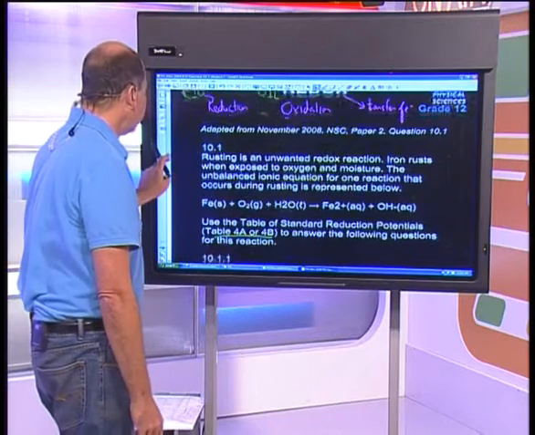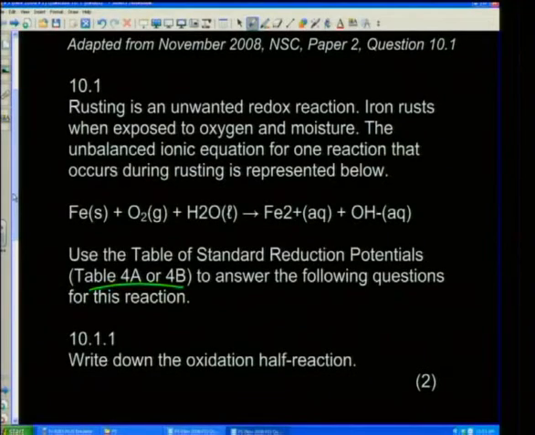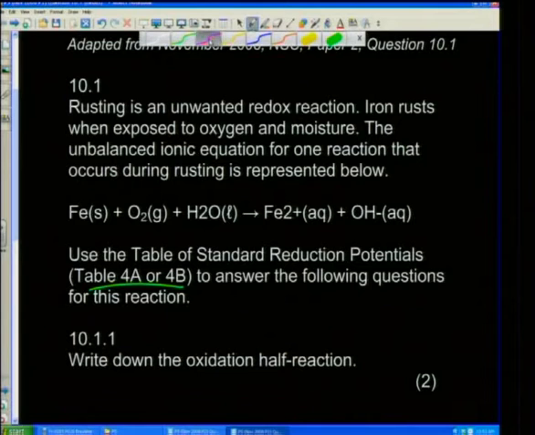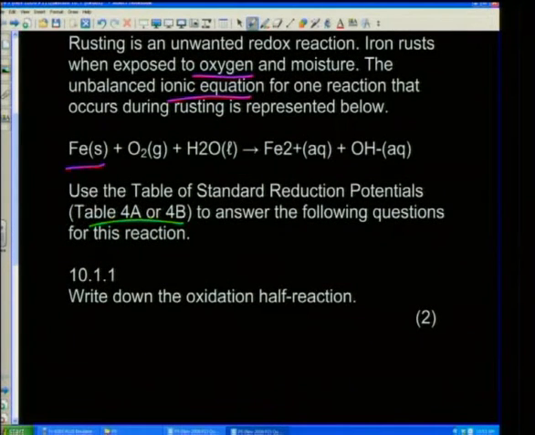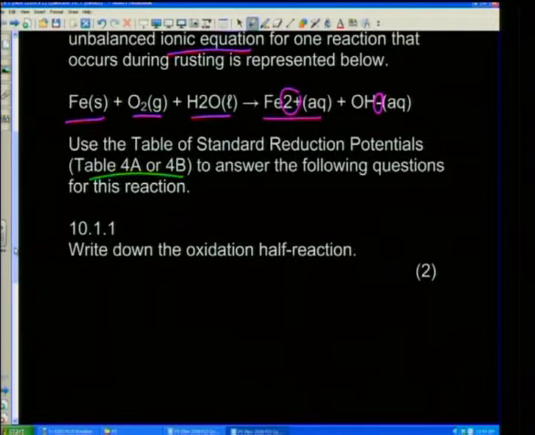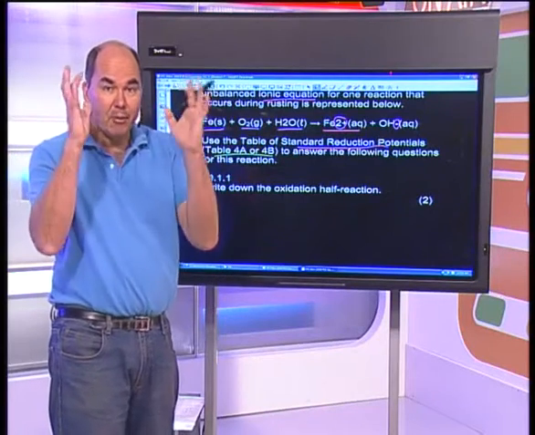Right, let's have a look at the question. It says, rusting is an unwanted reaction happening around us. It's an unwanted redox reaction. Iron rusts when exposed to oxygen and moisture. And the unbalanced ionic equation for the one reaction that occurs during rusting is represented below. So what we've got here is iron as a solid, oxygen as a gas, and some water. And then we're producing iron 2+ ions in solution. That should really be a superscript. And hydroxide ions as the ionic reaction. Now, it then says, use the table of standard reduction potentials. That's the one on the data sheet, the big one at the back of the data sheet.